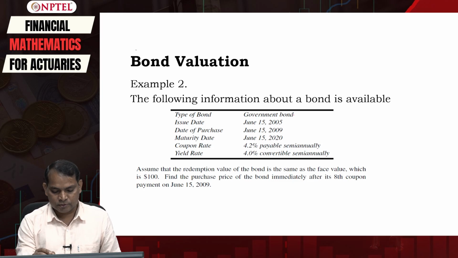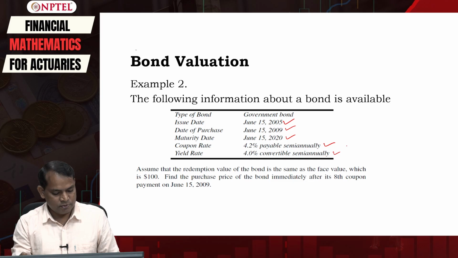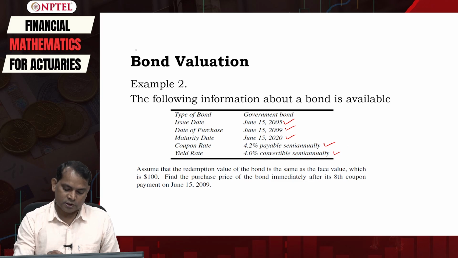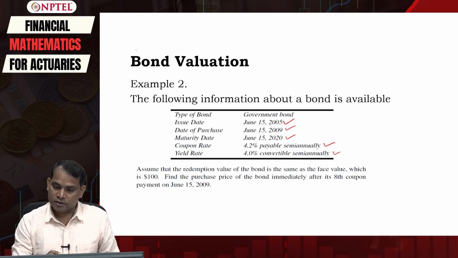The bond is the government bond. Issue date is given as June 15, 2005 and date of purchase is given as June 15, 2009 and maturity date is 2020. Coupon rate is given as 4.2%, payable again semi-annually. Yield rate is given as 4.0%, convertible semi-annually. Assume that the redemption value of the bond is the same as the face value, which is $100.